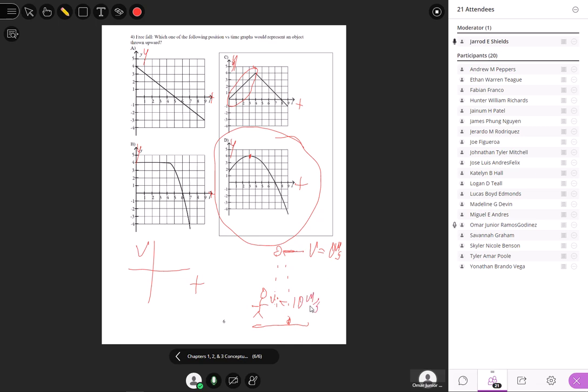So what would my velocity versus time graph look like for an object thrown straight up and then it falls back to the ground? It would look like graph A. It would look a lot like A. Very good. Yeah, it would look something like that right there. It sure would. Very good.